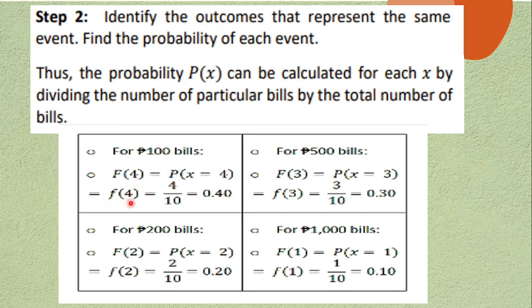So, F of 4 or F of X natin is equal to, since naka-stipulate dito that we can calculate it by dividing, since apat yung 100 natin, i-divide natin siya sa total number of our bills, which is 10. So, we obtain 0.40. And for our 200 bills, how many pieces do we have? We have 2. So, we divide it by the total number of bills, which is 10. So, we got 0.20, and so on and so forth.